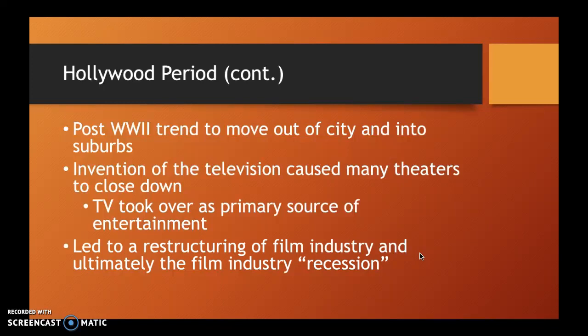The post-World War trend to move out of the city and into suburbs was a really big hit to the movie theater industry, mainly because of all of the theaters that were in the city. Not many people living in the city, so therefore all of those theaters shut down.